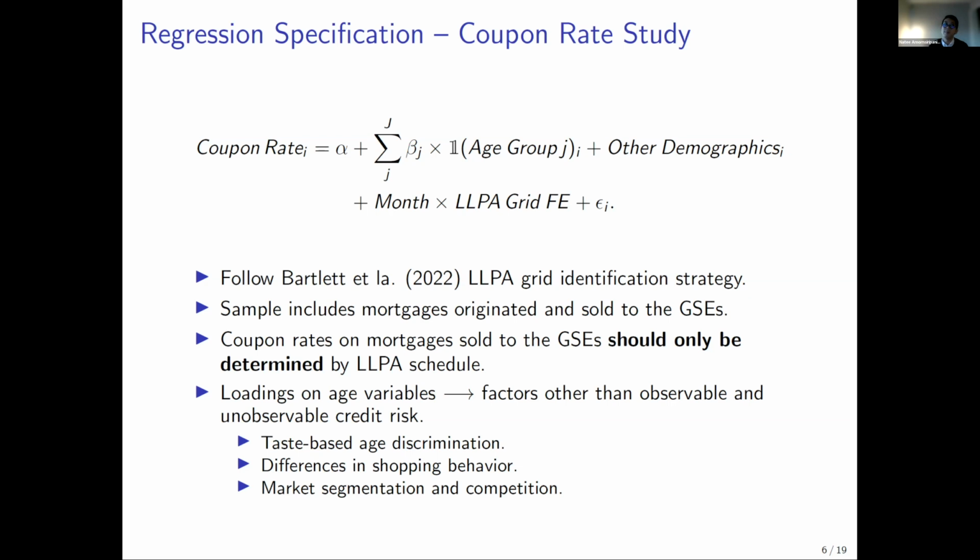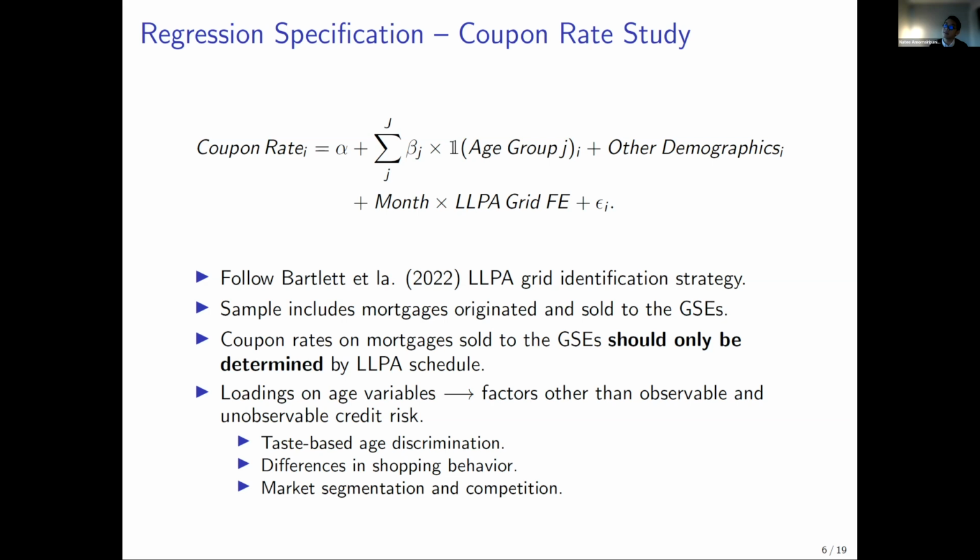And so by law, this grid is the only thing that can determine the coupon rates if the loans were originated to be sold to the GSEs. And therefore, this allows me to run an OLS regression where coupon rates are regressed onto the age group dummy variables and other demographic variables such as gender and race, and then include this month by grid fixed effects.